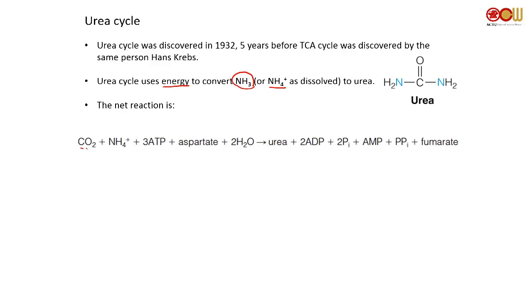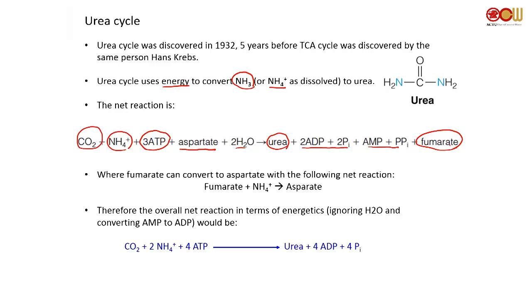The net reaction is you take a CO2 plus an ammonium plus 3 ATP plus 1 aspartate, okay, aspartic acid, okay, and 2 water. And you get urea, the ADPs, and 1 is AMP, and 1 is fumarate, okay? 这个是 urea cycle 的 net reaction, right? Now, fumarate can convert to aspartate with the following net reaction.